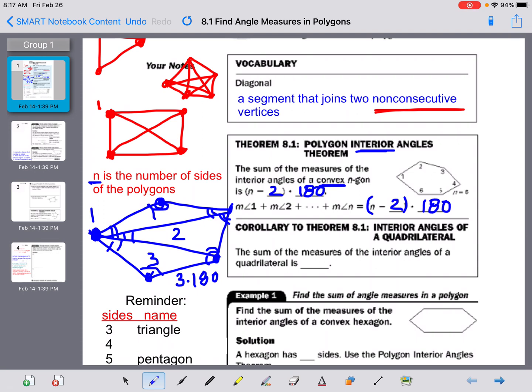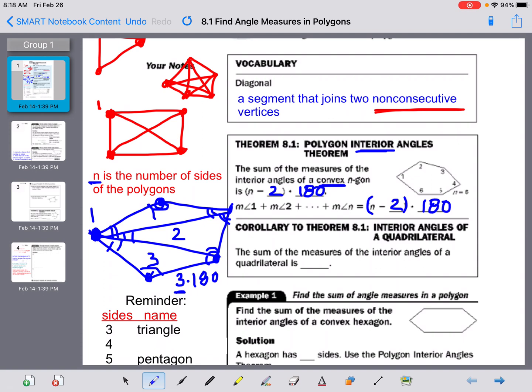Well, how many sides are on a pentagon? 5. 5 minus 2 is 3 times 180. That's what this formula does. It basically is saying how many triangles are in your polygon, n minus 2, so your sides minus 2, and then times 180. All right, so just kind of a corollary, this is saying if we already know this from the theorem, what can we get from there?